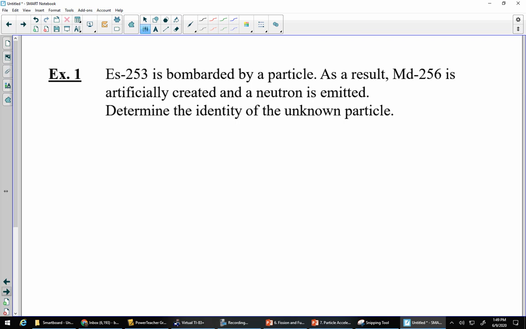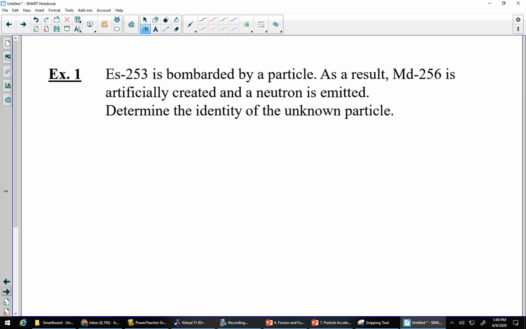Okay, so let's check this out. We've got ES 253. It is being bombarded, I believe that's Einsteinium, by the way, by a particle. As a result, MD 256, I believe that's Mendelevium, 256, is artificially created and a neutron is emitted. Determine the identity of the unknown particle.